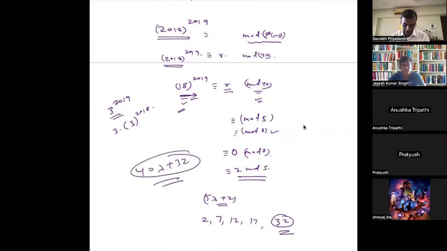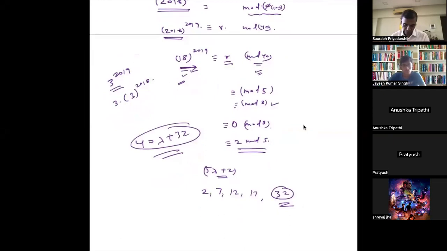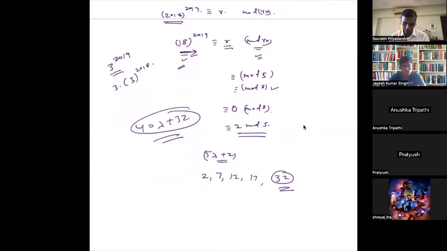So I can write this as 2017 to the power 40 lambda times 2017 to the power 32. Are you getting this?